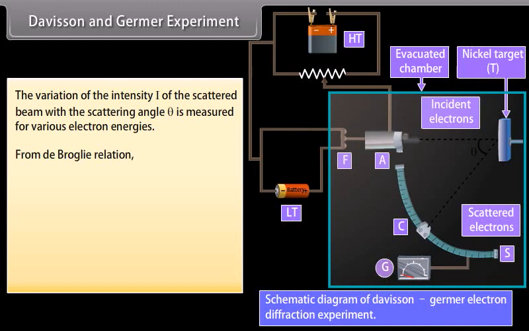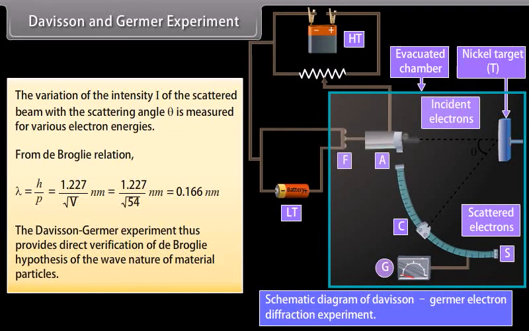For these electrons accelerated through a potential difference of 54 V, lambda is equal to h by p, which equals 1.227 by square root of V nanometer, equals 1.227 by square root of 54 nanometer, equals 0.166 nanometer. The Davisson-Germer experiment thus provides direct verification of the de Broglie hypothesis of the wave nature of material particles.